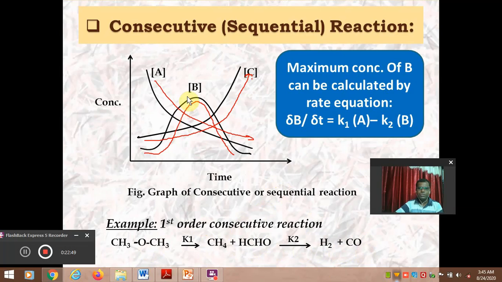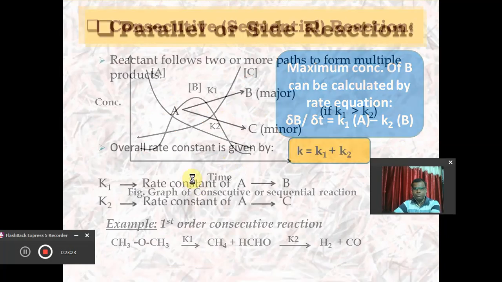And this concentration of intermediate is also important, and the maximum concentration at this point can be calculated with the help of the rate equation. The change in concentration of intermediate B with the change in time, meaning the rate of this reaction, is equal to the rate of formation of B from A minus the rate of conversion of B into C. So d[B]/dt equals K1 times the concentration of reactant A minus K2 times the concentration of intermediate B. So this is one of the important types of complex reaction that we discuss.